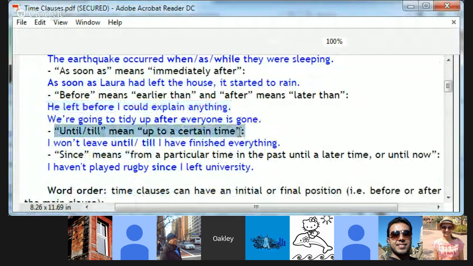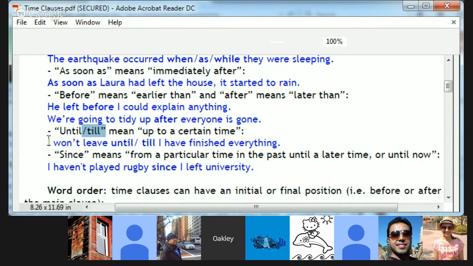Let's move on. Up until. Okay, it means up to a certain time. A little more challenging. Using until or till, I suppose. Until is a little bit more formal. You should definitely use it in writing rather than till. Till is informal, conversational speech kind of thing.